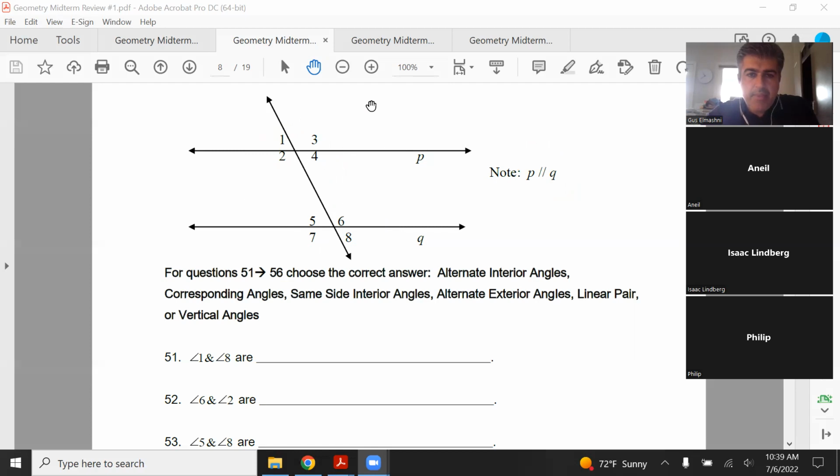So 1 and 8, they alternate and they're outside. So as the name's implied, alternate exterior angles. 6 and 2 are inside, but they alternate, so alternate interior angles. 5 and 8 are directly opposite each other. We say they're vertical angles.